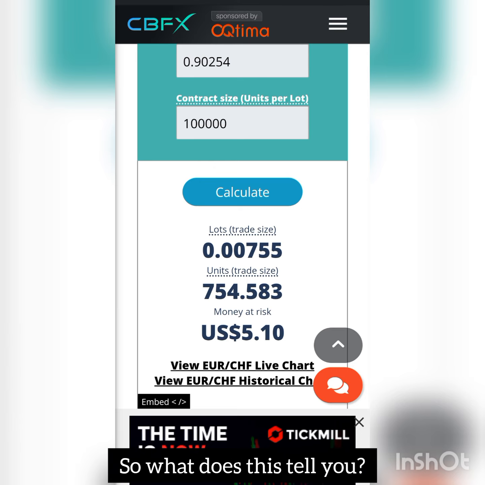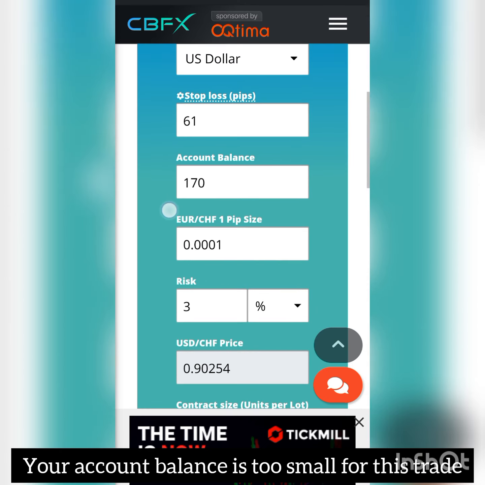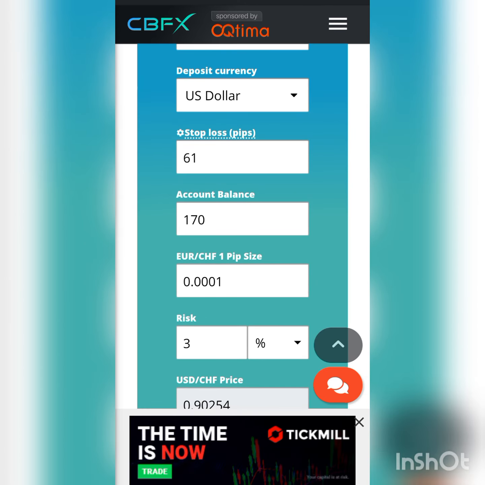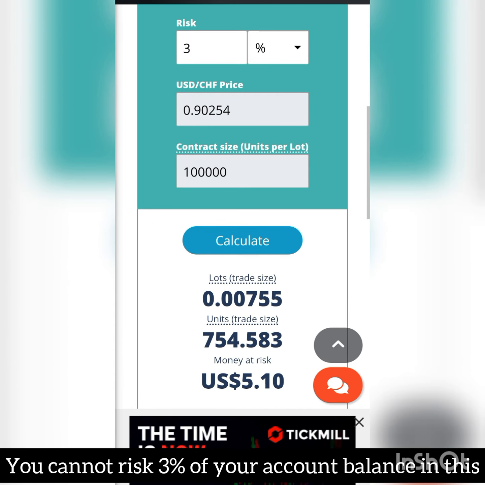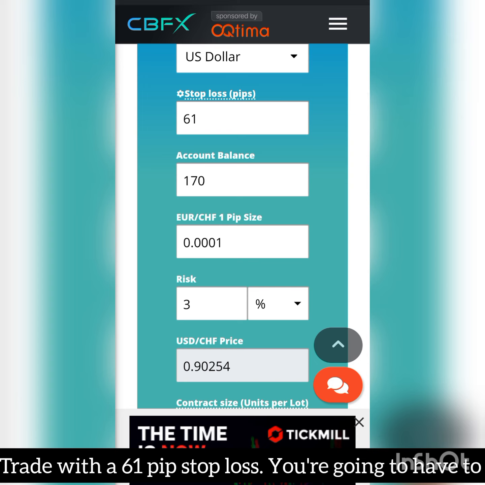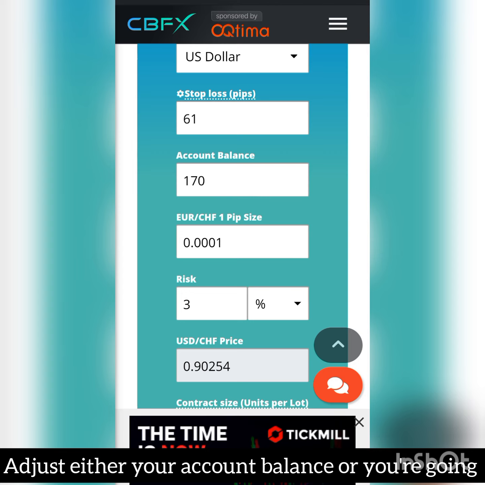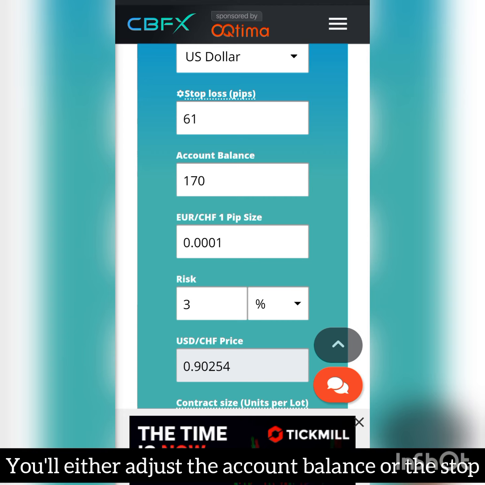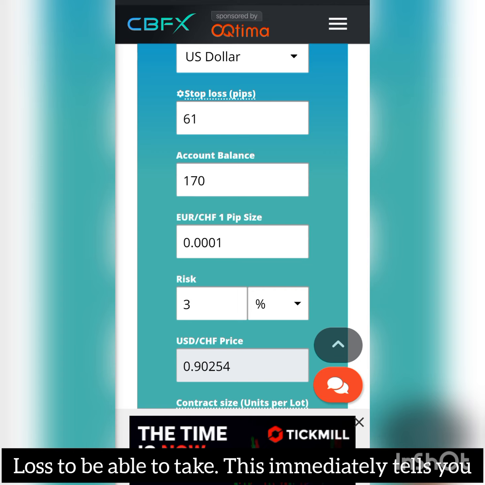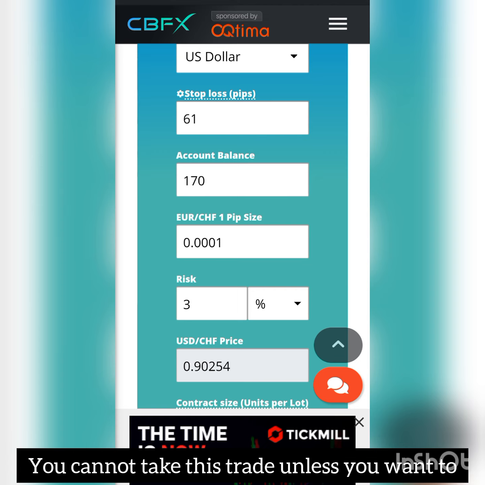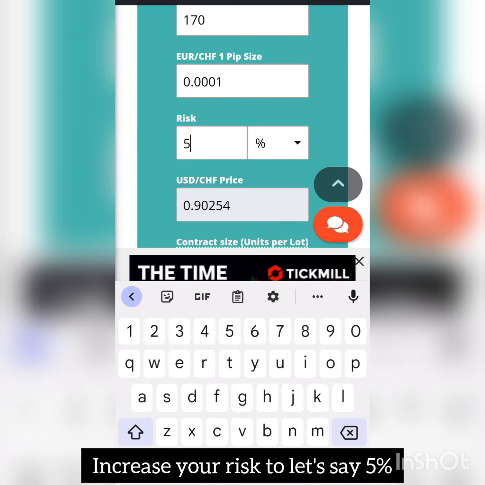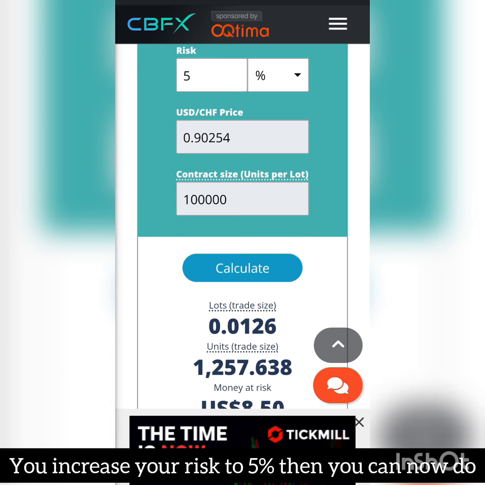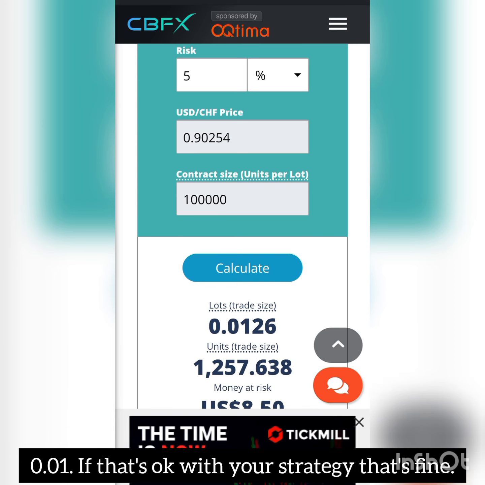So what does this tell you? Your account balance is too small for this trade. You cannot reach 3% of your account balance on this trade with a 61 pip stop loss. You're going to have to adjust either your account balance or the stop loss to be able to take this trade. This immediately tells you that you cannot take this trade unless you want to increase your risk to, let's say, 5%. If you increase your risk to 5%, then you can now do 0.01. If that's okay with your strategy, that's fine.